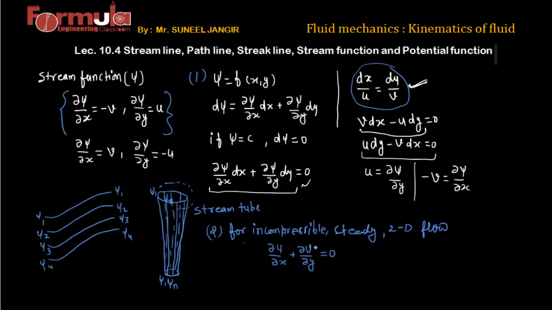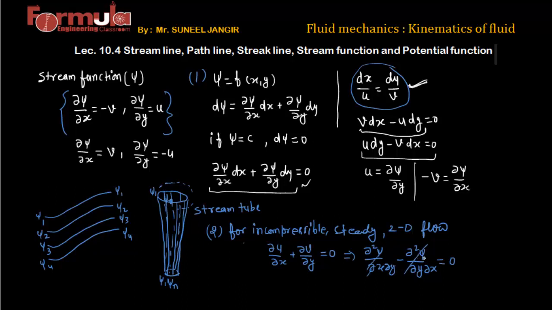So we can put the value of u and v in terms of psi here. We are putting the value of u here first. So we are writing del 2 psi by del x del y, then minus, we are putting the value of v here, so that's why there is a negative sign. So we can say del 2 psi by del y del x equals 0. Obviously both these two terms are equal, so they are going to be cancelled out.